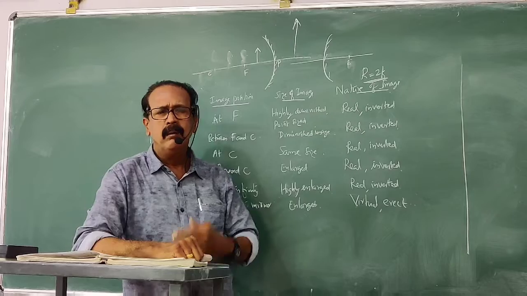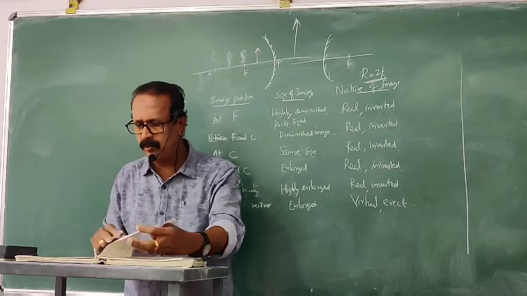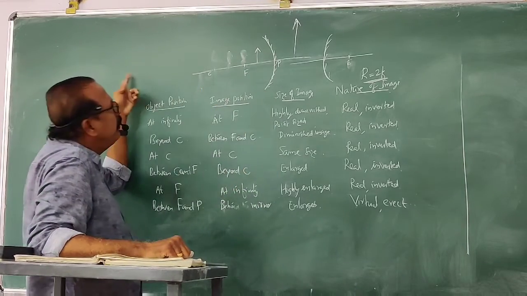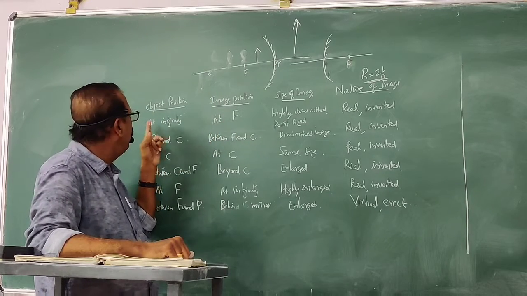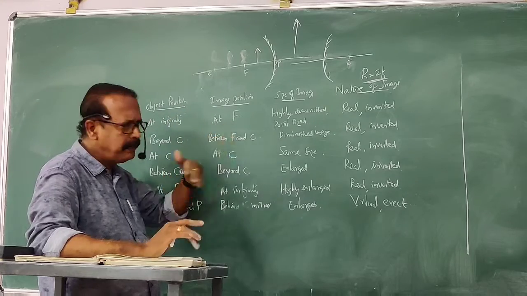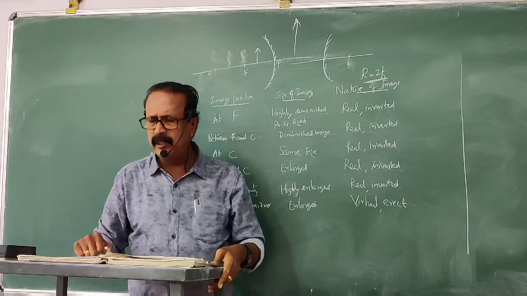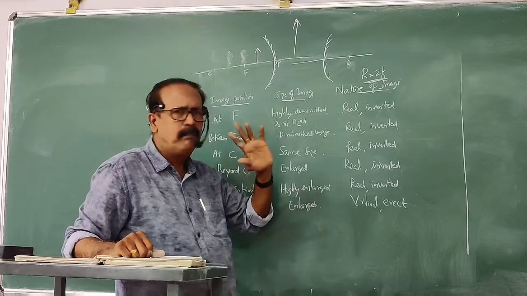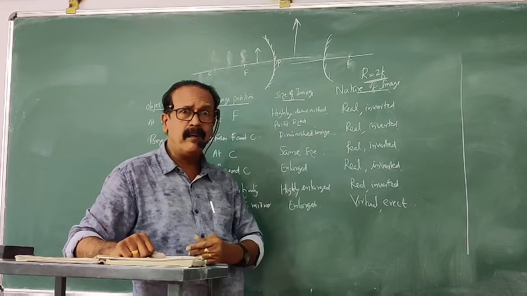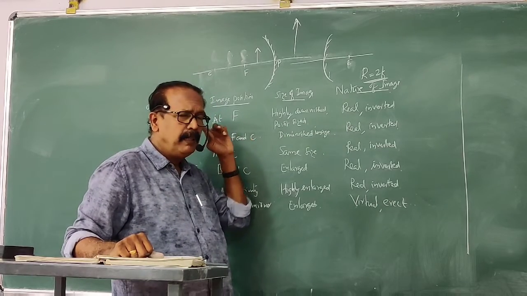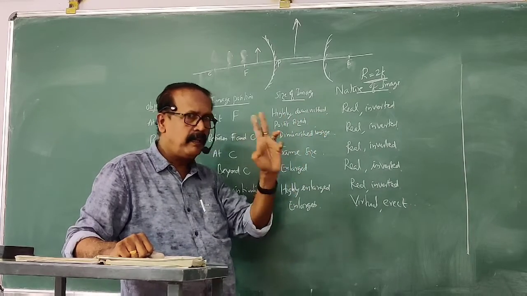Now regarding the convex mirror, we have only two image positions. When the object is far away at infinity, the image is at the focus, but behind the mirror. What kind of image will be formed? It is a highly diminished, point-size image. It's a virtual image, virtual and erect. That is a property of the convex mirror. Object at infinity, image is formed at the focus, highly diminished, virtual and erect.